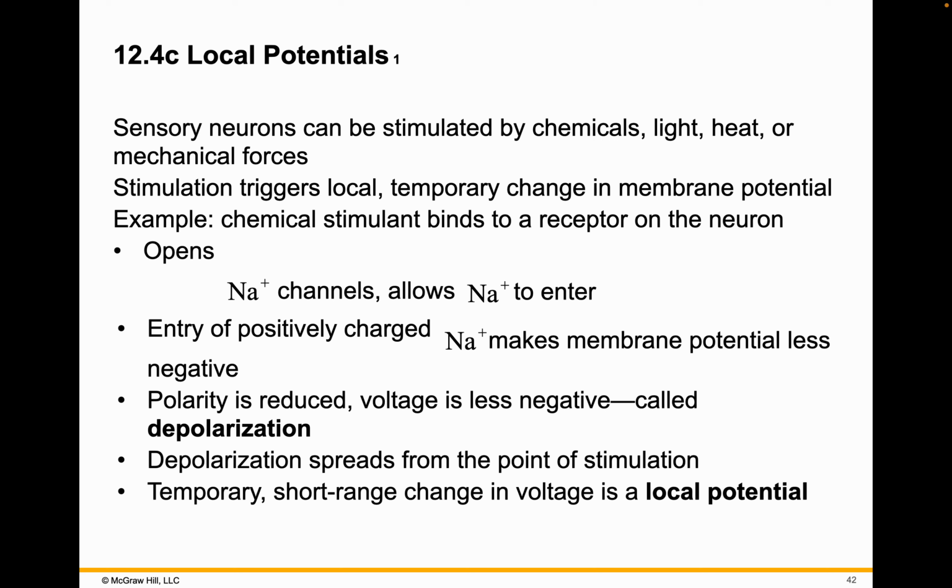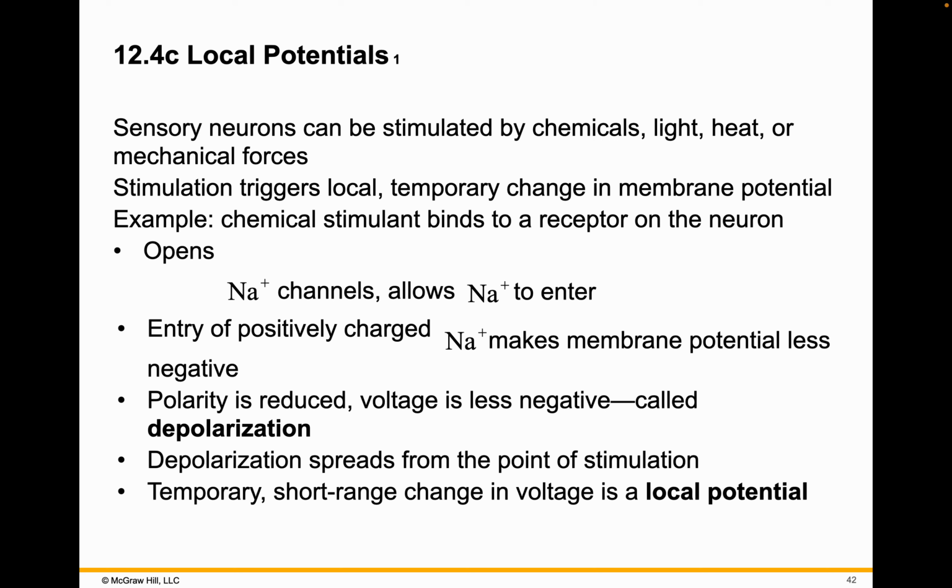Sensory neurons can be stimulated by different things, such as chemicals, light, heat, or mechanical forces. The stimulation will trigger a local temporary change in the membrane potential. So a chemical stimulant can bind to a receptor on a neuron that will open a sodium channel and allow sodium to come in. Entry of the positively charged sodium makes the membrane potential less negative. Polarity is reduced. Voltage is less negative. It's called depolarization. Depolarization spreads from the point of stimulation.